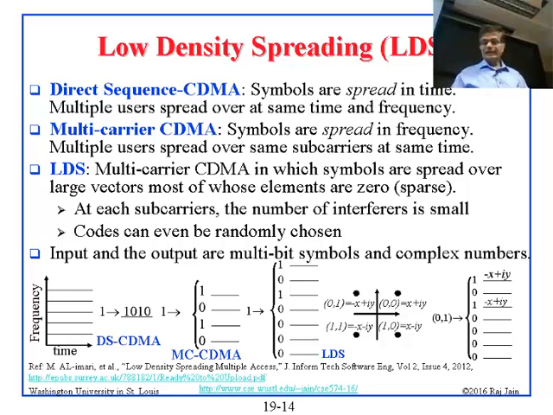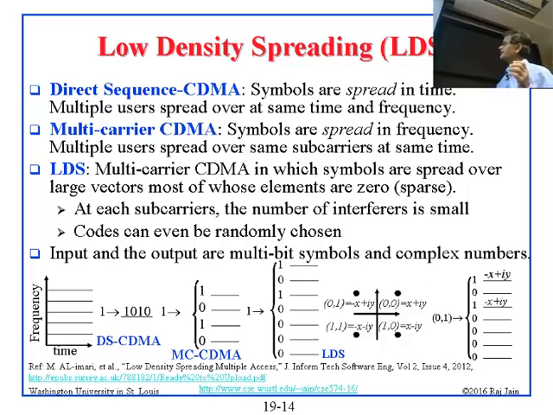If 30 of us select a code, and suppose the length is 60, the chance of colliding is much less. And so now we don't have to worry about assigning the code before you can talk. You can just select a code and start talking. That is LDS, low density spreading, and the code can even be randomly chosen. Input and output are multi-bit symbols.